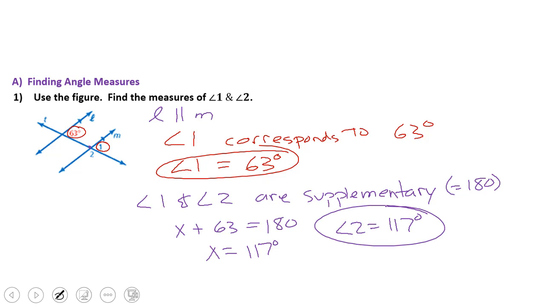So angle 1 is 63 because they're corresponding. Corresponding angles are congruent. And angle 2 is 117 because it is supplementary to angle 1.